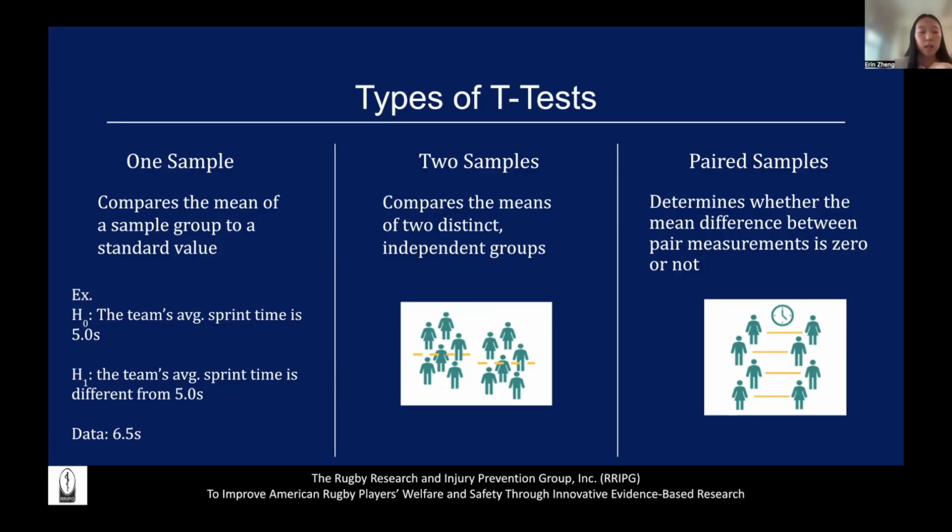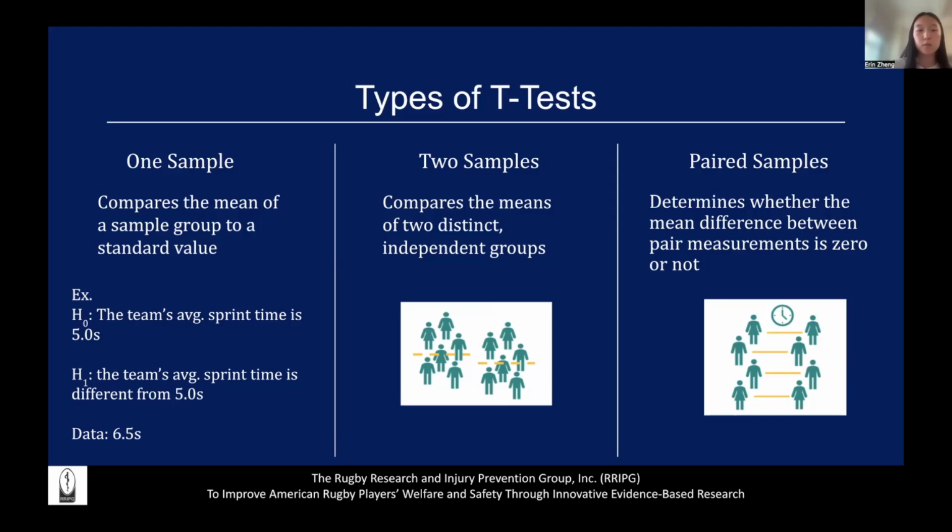So if you got the data was 6.5 seconds, there's a difference between 5 and 6.5, but the t-test would help you understand if that difference is statistically significant because you don't know if it was just by chance that they ran an average of a faster time or if it's really true that they improved and they are faster.